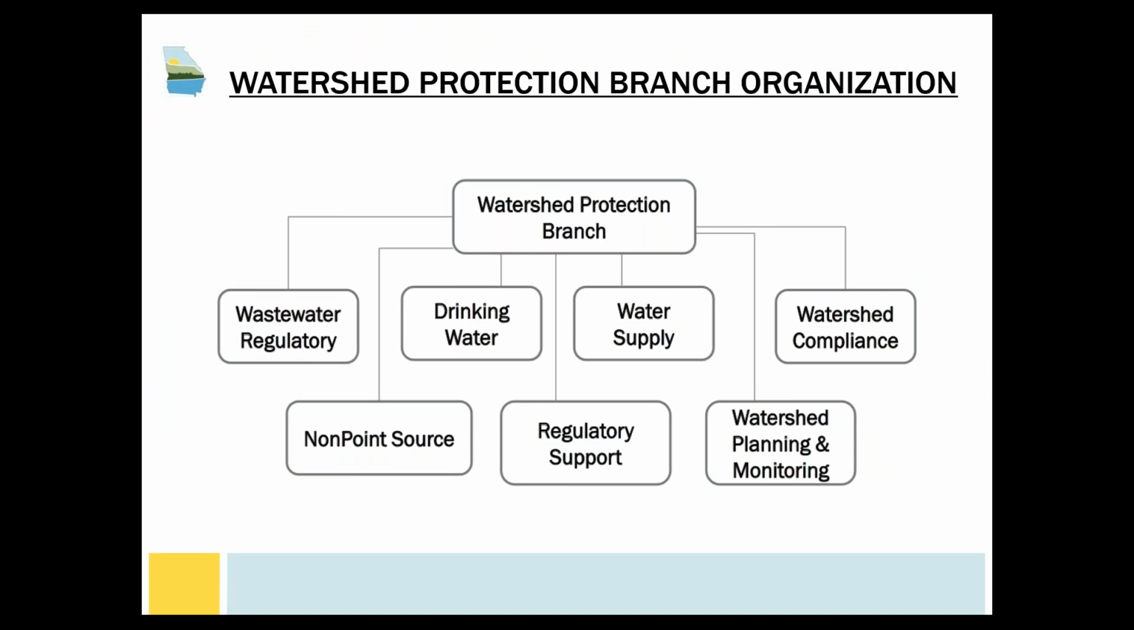Before I start getting into the specific permits, I think it's really helpful to understand the layout of the Watershed Protection Branch. We have our primary permitting programs within the Watershed Protection Branch, so wastewater regulatory, drinking water, water supply, and non-point source. But we also have programs that are sister programs. I will by default talk about the watershed compliance, because when I talk about permitting, you don't just get a permit and then you're good to go. You get a permit and then you have to comply with the requirements stated in those permits.